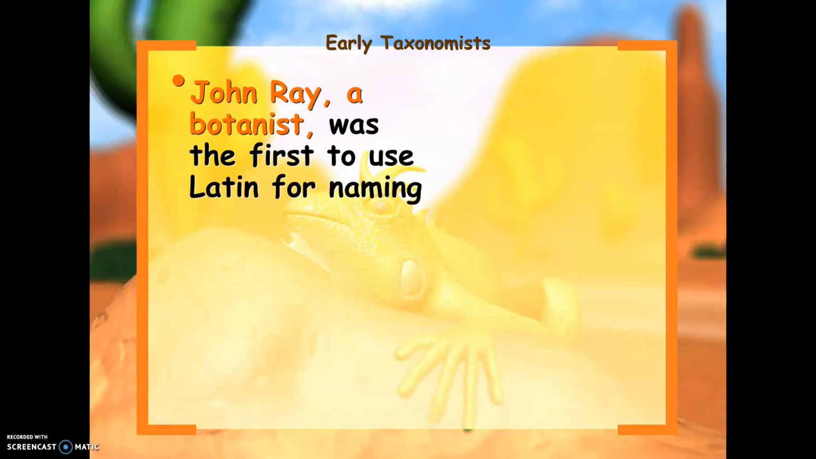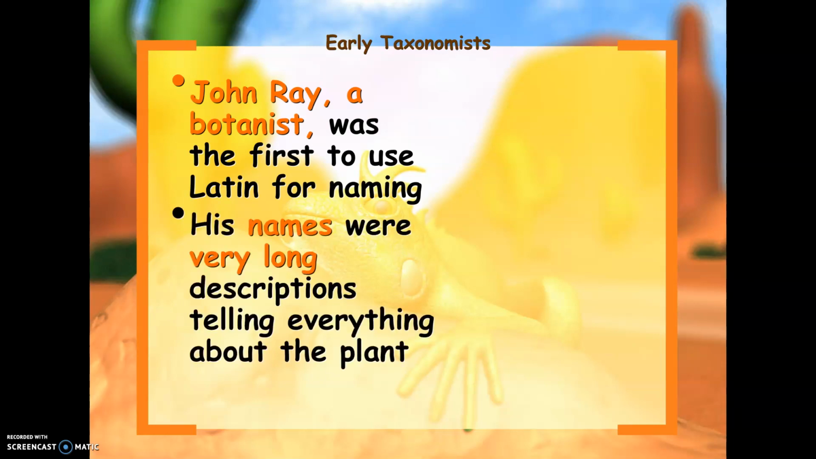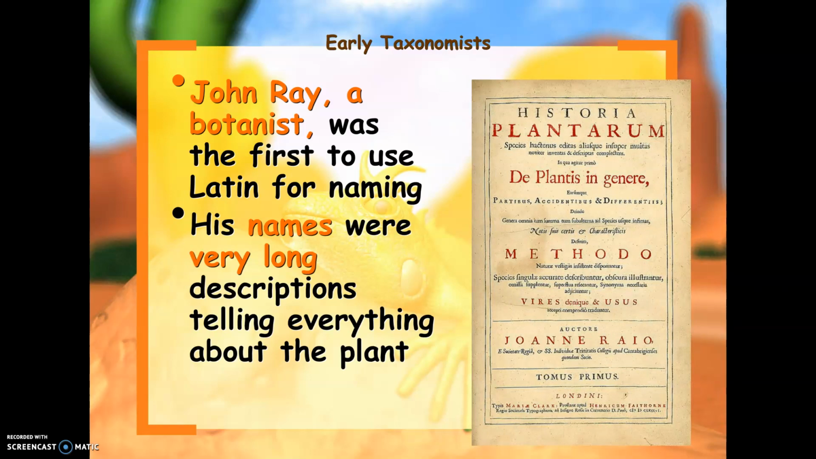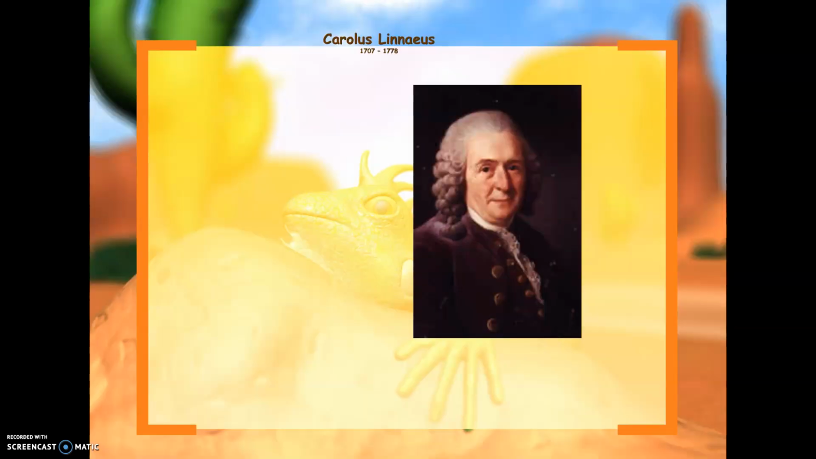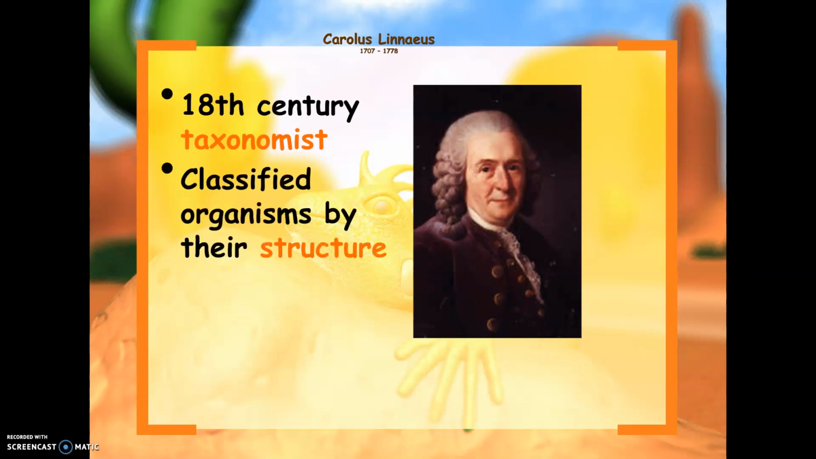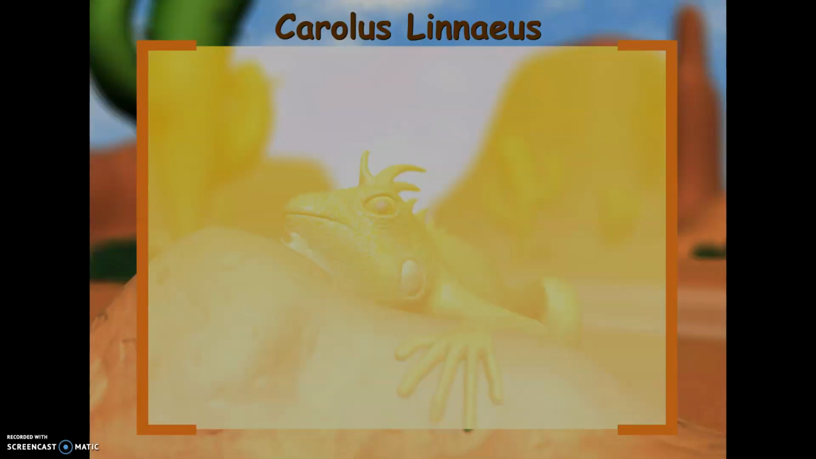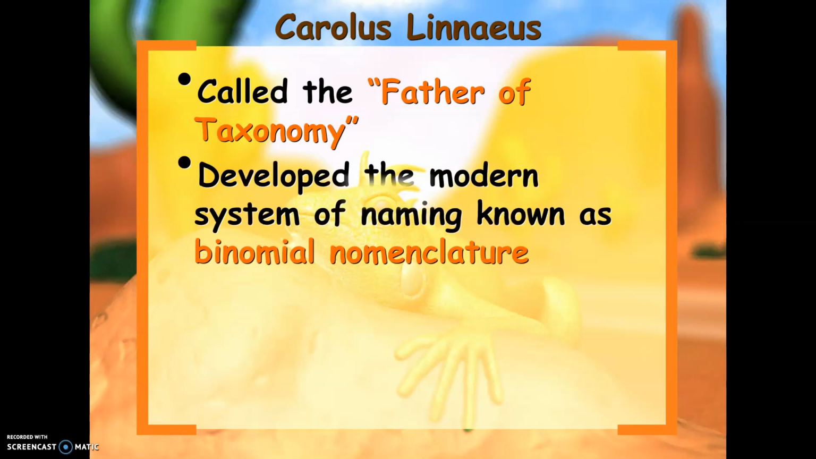Now, after him, there was another guy, John Ray. He was the first to use Latin names, but his names were extremely lengthy, and so his system was never really overly accepted. Even though it was very descriptive, it just wasn't really useful. That brings us to Carolus Linnaeus, and Linnaeus is actually considered the father of taxonomy. He organized organisms by their structure, and then he came up with a naming system, which we still use today, where every single organism gets a two-word name. Like I said, he is considered the father of modern taxonomy.